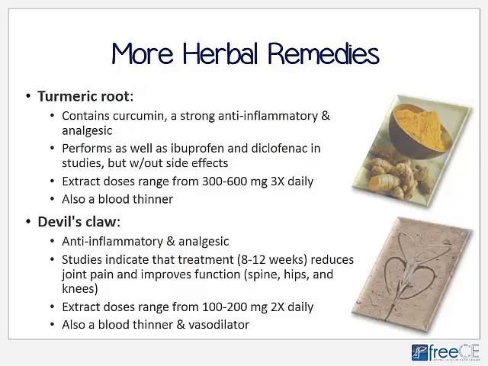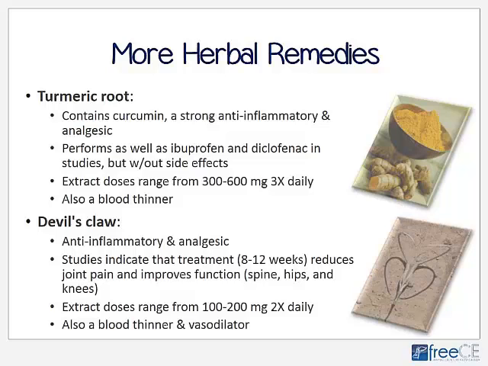Turmeric root, which of course contains curcumin, which is found in a variety of curry powders, is a strong anti-inflammatory and analgesic, so it's appropriate for all types of arthritis and other inflammatory conditions, and it performs as well as ibuprofen and diclofenac in various studies, but of course without the side effects. Doses range from about 300 to 600 milligrams 3 times daily for RA, but it's also a blood thinner, so you have to be careful with the various blood thinning medications that you may be on.